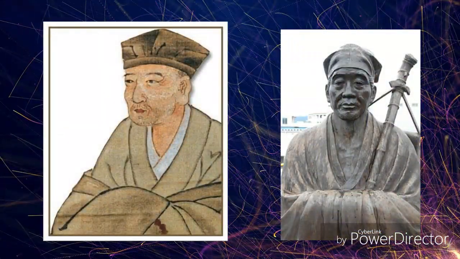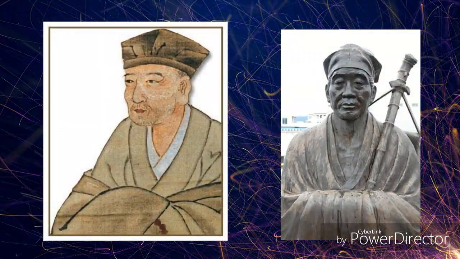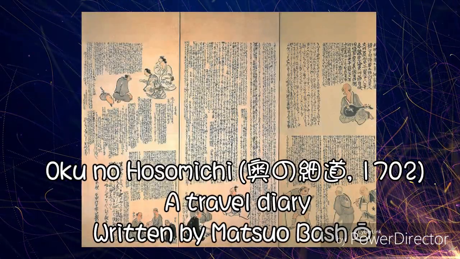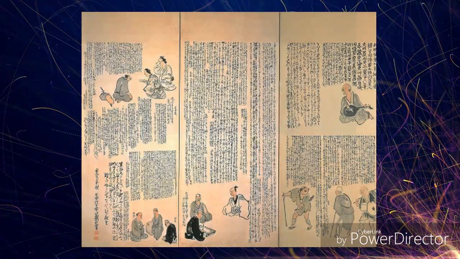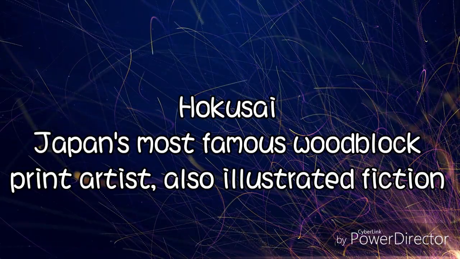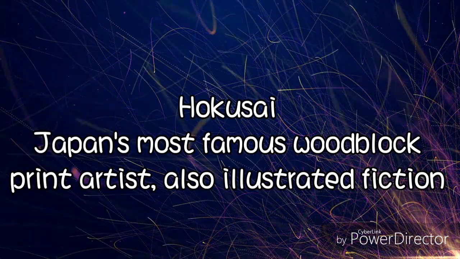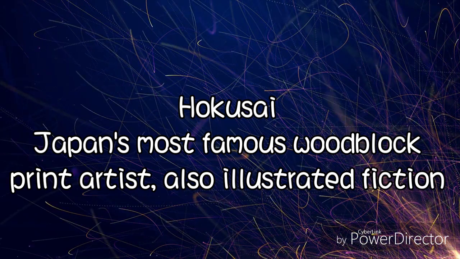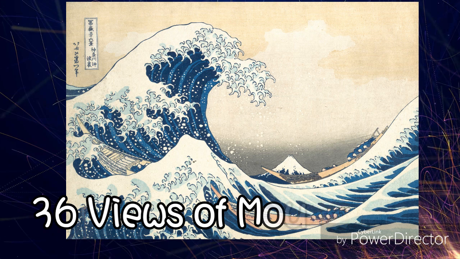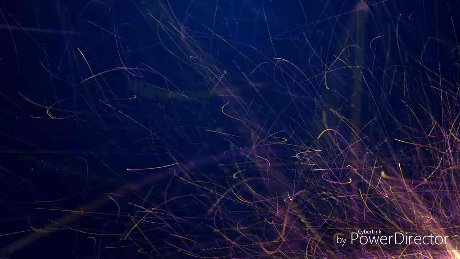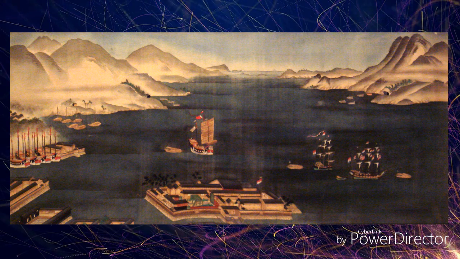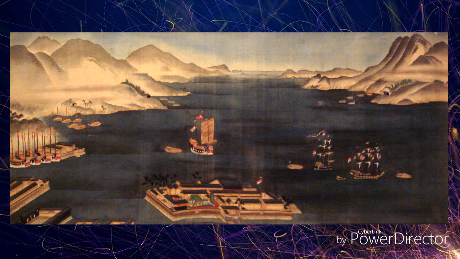Matsuo Basho wrote Oku no Hosomichi, a travel diary. Hokusai, Japan's most famous woodblock print artist, also illustrated fiction, as well as his famous 36 Views of Mount Fuji. At this time, there was a minor Western influence trickling into the country from the Dutch settlement at Nagasaki.